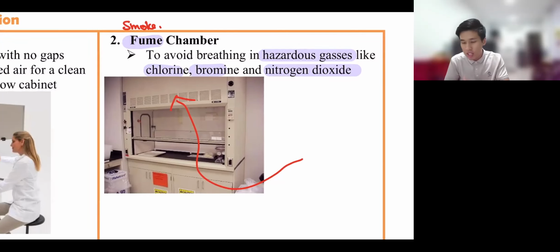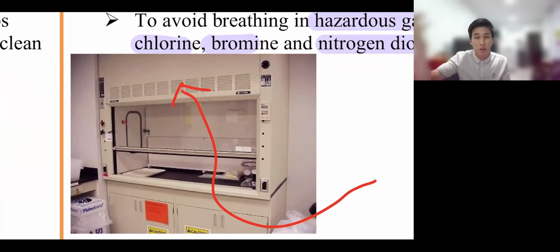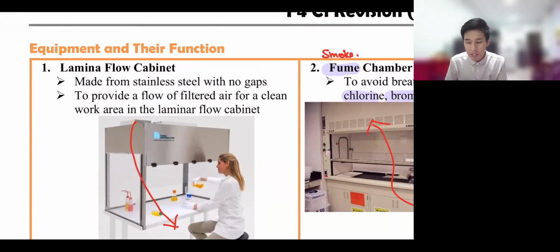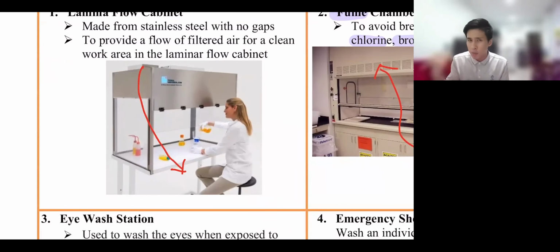It's like those exhaust fans that you have in your house's kitchen, exactly the same function. They just suck the air out. Okay. Now, the laminar flow cabinet, the air flows in the opposite direction. They suck air in and blow air out. When they suck the air in, there's a filter over here that will filter the air. So you blow out clean air.